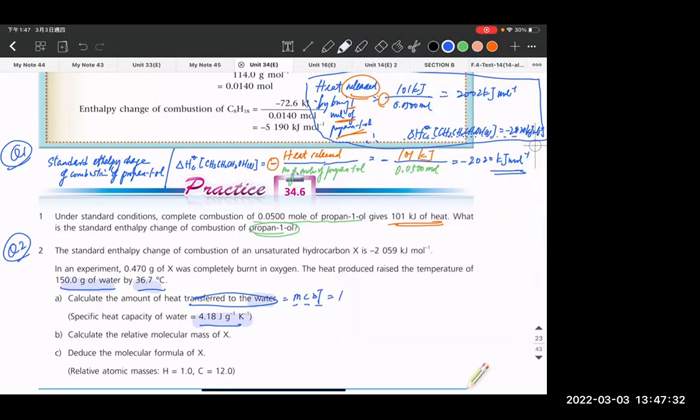So what you will get is 150.0 gram for the mass, for the specific heat capacity of water, 4.18 joule per gram per Kelvin, and the temperature rise being 36.7. Now the unit is from degrees Celsius, and I changed it to Kelvin intentionally. Can you see that? By doing so, I can cross out the temperature unit and the mass unit, leaving behind the joule.